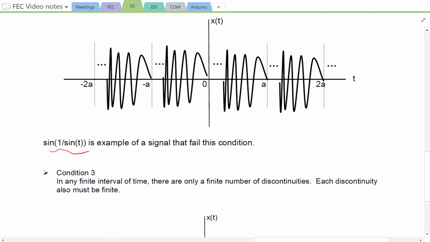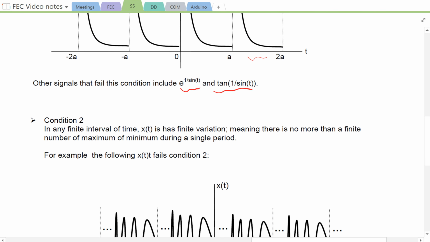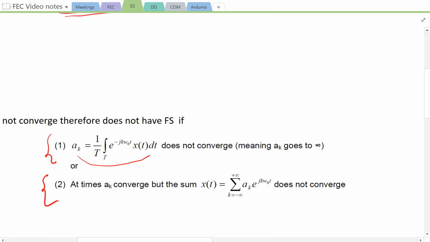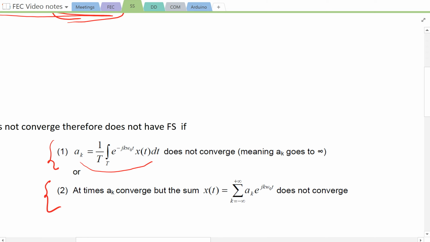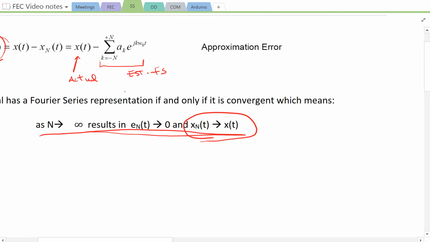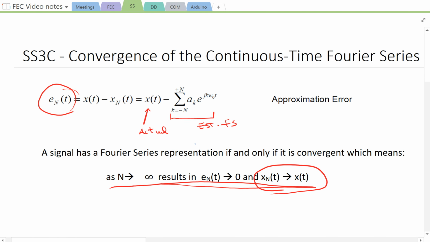So once again, these Dirichlet conditions are a quick way of figuring out whether our signal is convergent or not, without having to go through the rigorous exercise of looking at these integrals and summations to figure it out. Okay, that brings us to the end of this quick video about convergence of continuous time Fourier series as part of the Signals and Systems series.